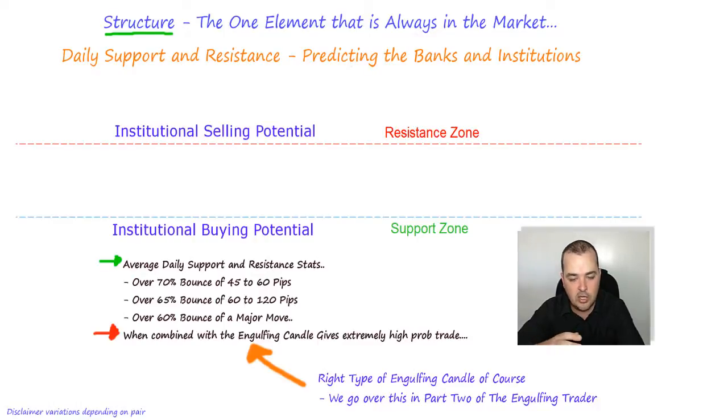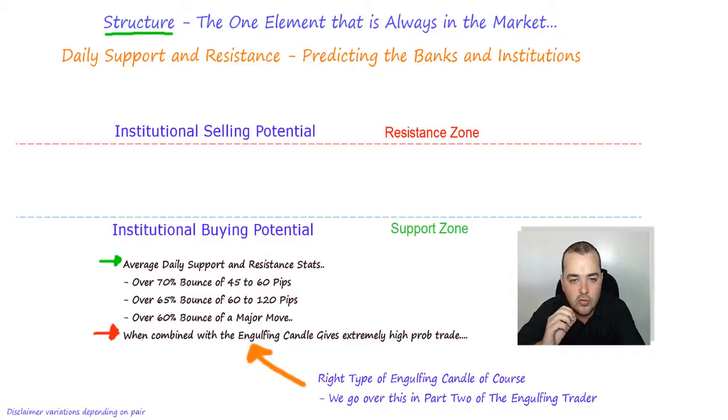Okay, so let me go over the two different sides of this. We have two different aspects. We have resistance and we have support. When price is moving down to a structure point, it's called support, right? Because we're expecting the market to support it. When price is moving up to a resistance zone, we're expecting price to resist. Now, these are also importantly referred to as zones.